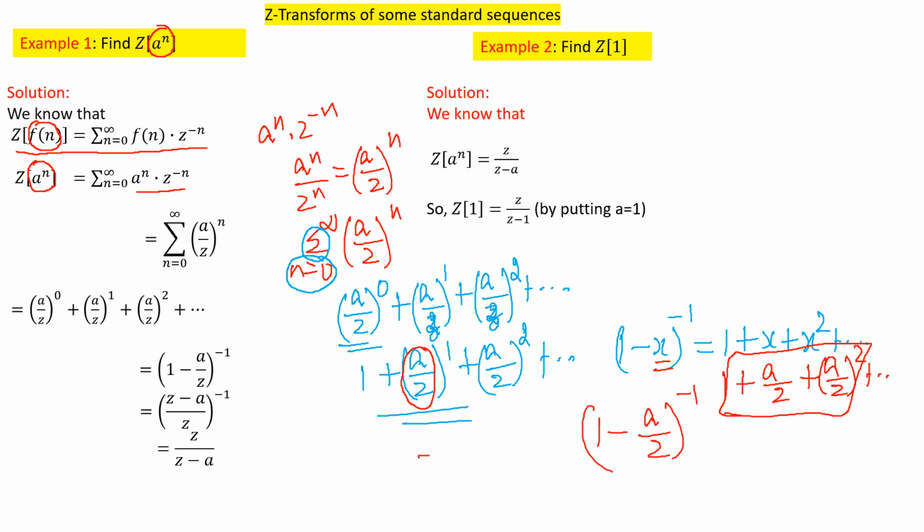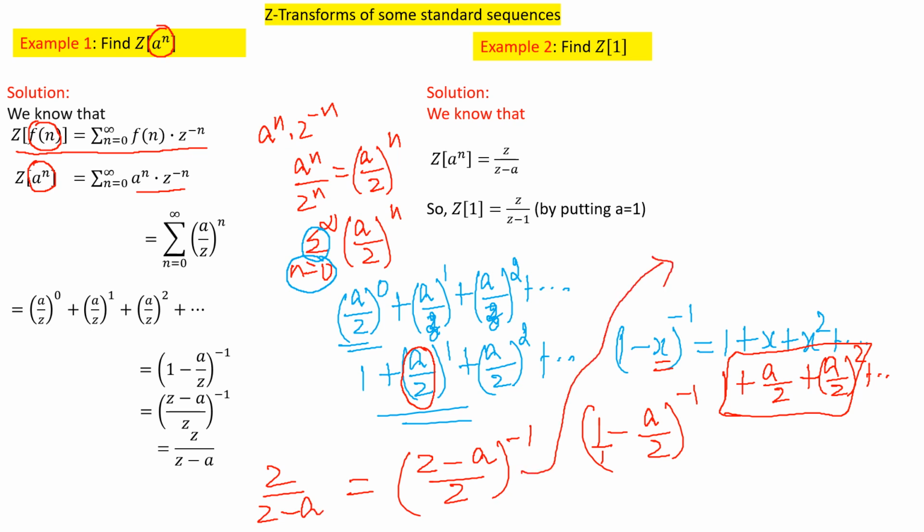By taking LCM, here we have 1, so this will become (z minus a) divided by z the whole power minus 1. So we are changing this one like this. This is nothing but z by (z minus a). So I have concluded that the result of the Z transform of a to the power n is equal to z by (z minus a).